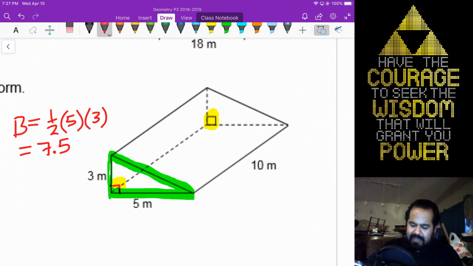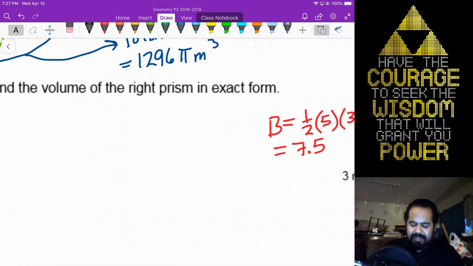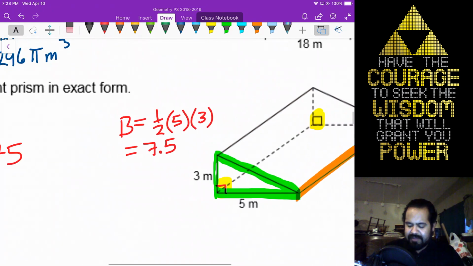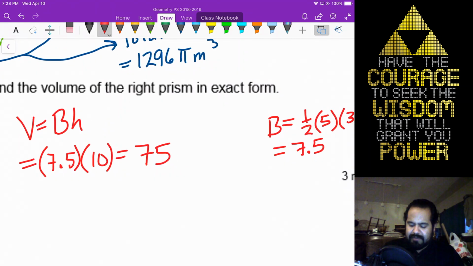All right. And then right here, that's the height of our solid. So since it's a prism, volume equals base area times the height. So 7.5 times 10. So we get 75. Wait for it. What's the units? Meters cubed.